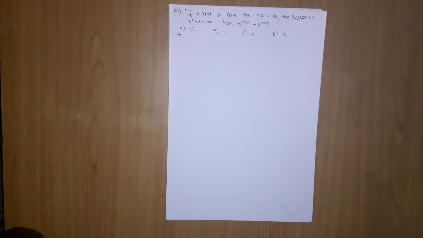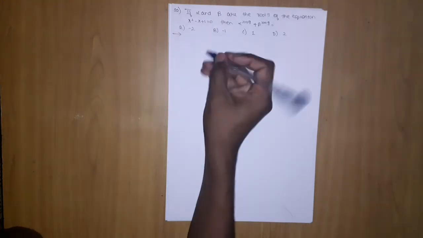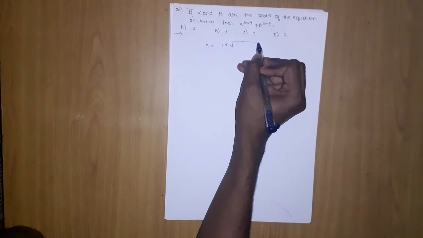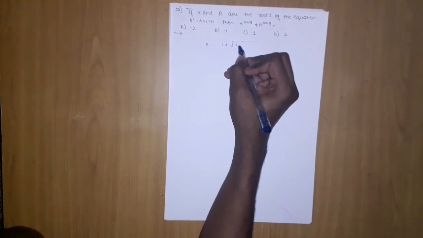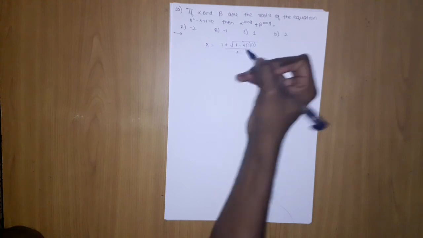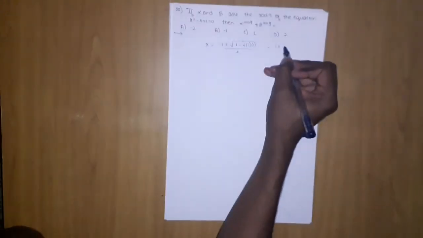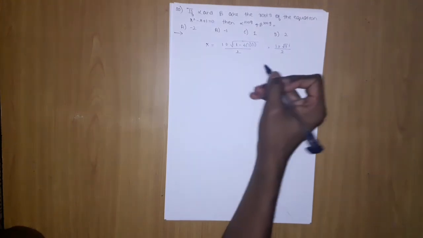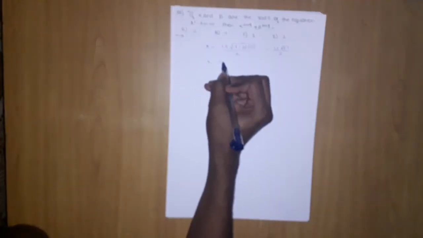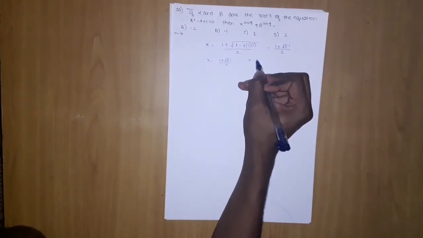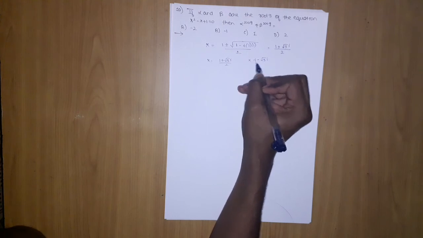The question is as follows: if alpha and beta are the roots of the equation x square minus x plus 1 equal to 0. So let's calculate its x value, which is 1 plus minus under root of b square, which means 1, minus 4ac, which is 1 into 1, upon 2, which is 1 plus minus under root 3 iota upon 2. Now x is equal to 1 plus under root 3 iota upon 2, and x is equal to 1 minus under root 3 iota upon 2.